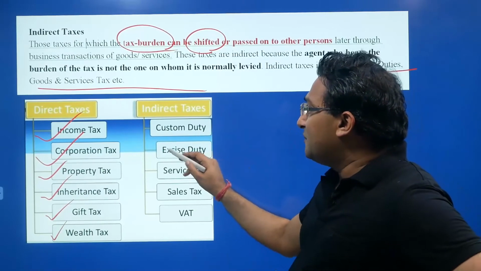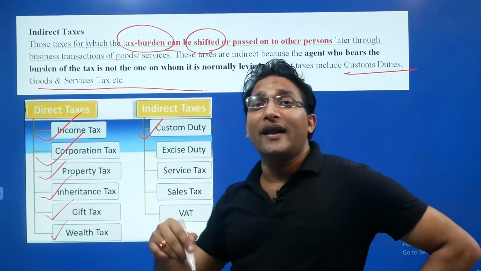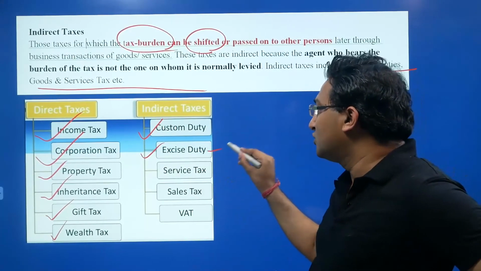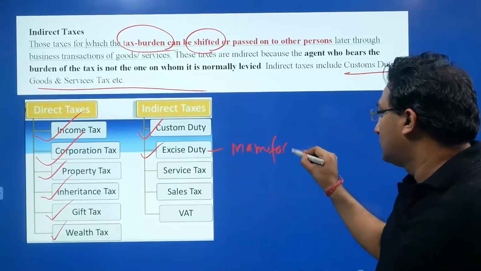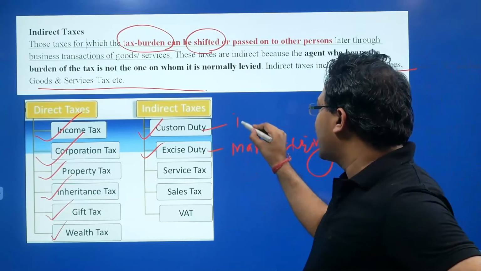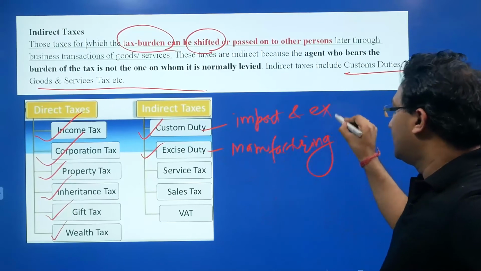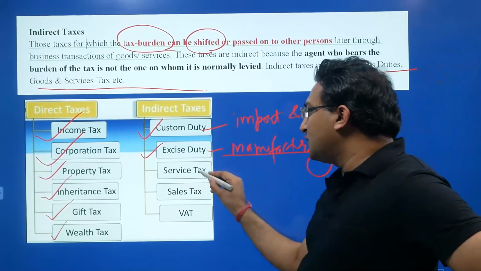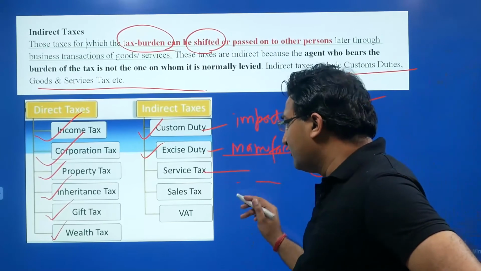The indirect taxes can be in the form of custom duty. That means taxes on the import and export of goods and services. Excise duty, that is taxes on the manufacturing. So custom duty means taxes on the import and export. Excise duty means taxes on the manufacturing. Service tax means the tax which is levied on the services.